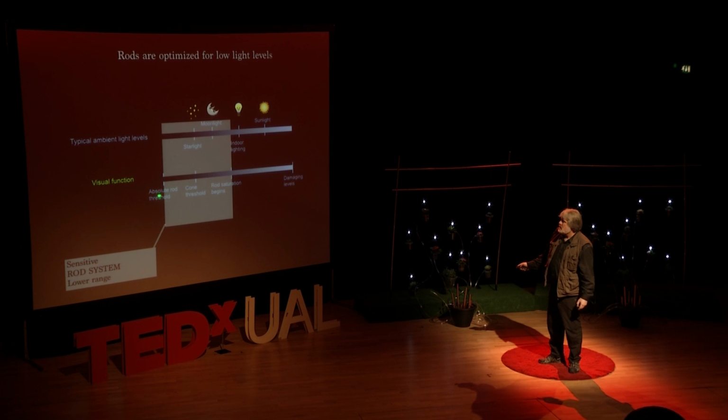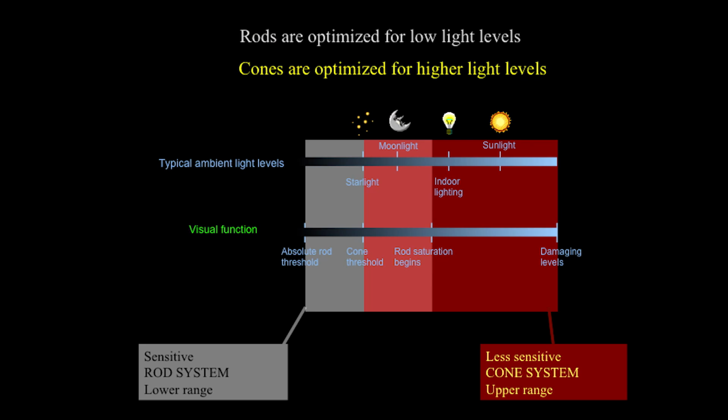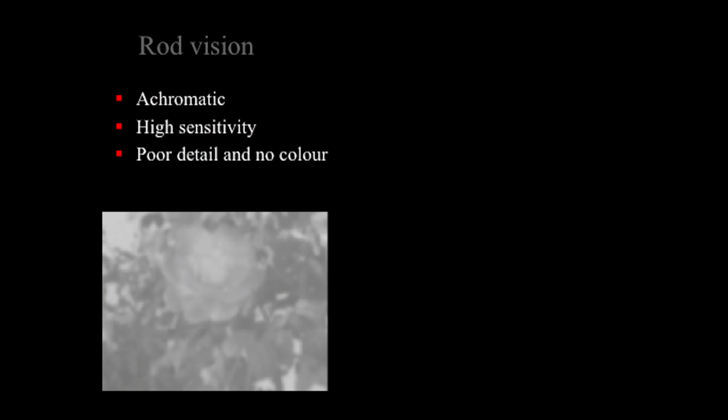From absolute rod threshold, where you can see just a few photons, up to where rod saturation occurs, just below indoor lighting. The cones are sensitive over a much larger range, from cone threshold up to damaging light levels, bright sunlight. With the rod vision, we see this image here in poor detail. We have high sensitivity and we see no colour.